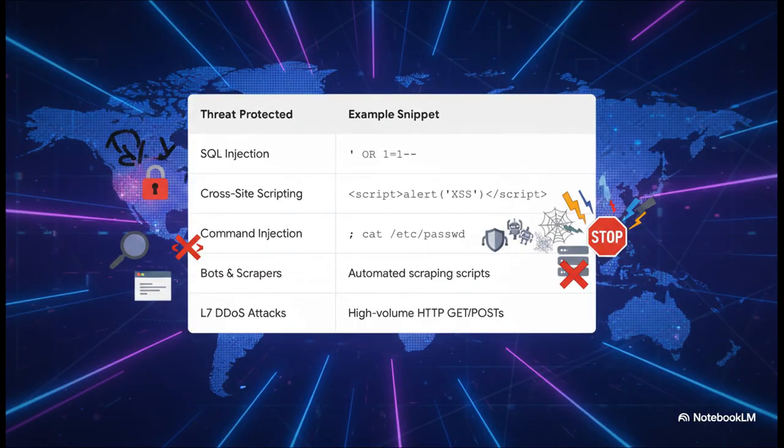And what's really cool is you can see exactly what kind of threats we're talking about here. We've got the big ones you always hear about, right? The OWASP top 10 vulnerabilities like SQL injection and cross-site scripting. But it also handles things like volumetric layer 7 DDoS attacks and just all that nuisance traffic from bots and scrapers trying to steal your content.